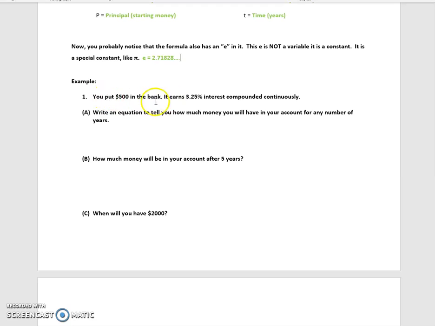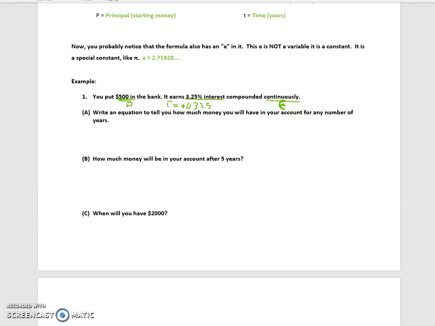Example. Let's do this. You put $500 in the bank. Alrighty. This is our initial value. This is our P. It earns 3.25% interest. Okay. We need to convert that to decimal form. That's r equals 0.0325. Okay, it's compounded continuously. That's how we know that we're going to use our e formula.